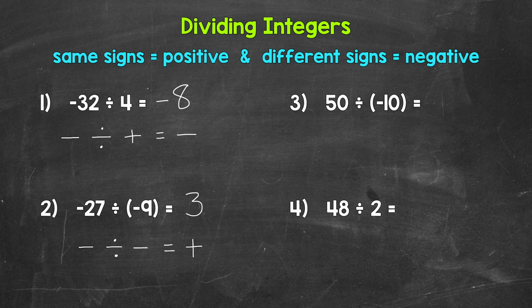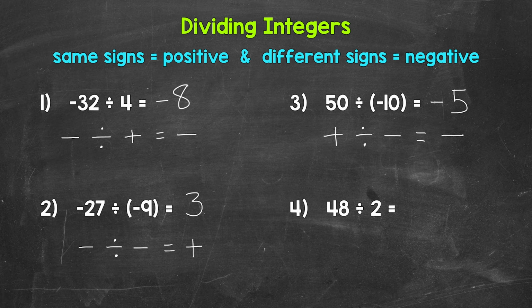Moving on to number 3, we have 50 divided by negative 10. So we have different signs here. A positive divided by a negative. So we can think here, 50 divided by 10 gives us 5, and since we have different signs, this is negative 5. 50 divided by negative 10 equals negative 5. A positive divided by a negative equals a negative.